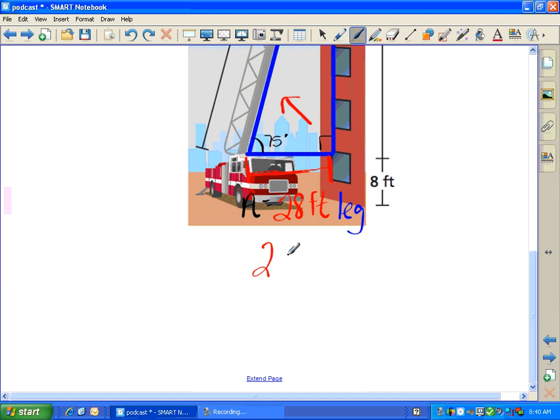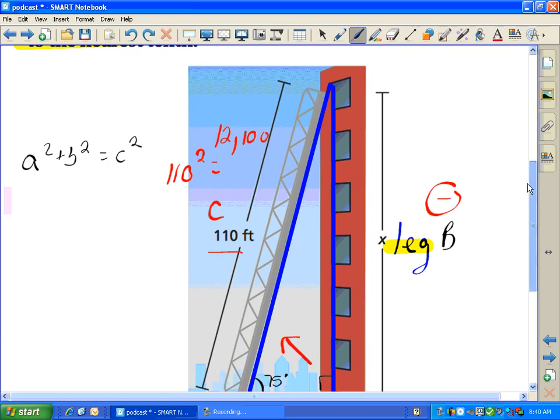Next thing I'm going to do is square this leg. 28 squared. You didn't let me trick you this time. Plus 10 for your group, because 28 squared means 28 times 28, not 28 times 2. Good job. Plus 10 for your group. So that gives me 784. I'm looking for a leg. Since I'm looking for a leg, I'm going to subtract.